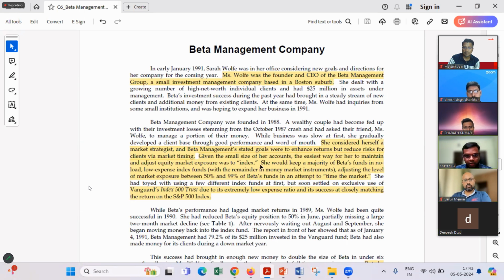So in case of index funds, your expenses will be low and your loads will be almost nil. That is the reason she has gone with the index fund. And at the same time, you can have exposure to equity instruments.